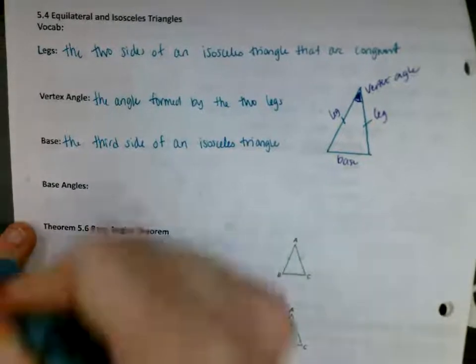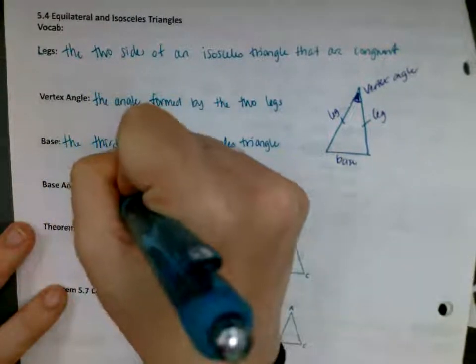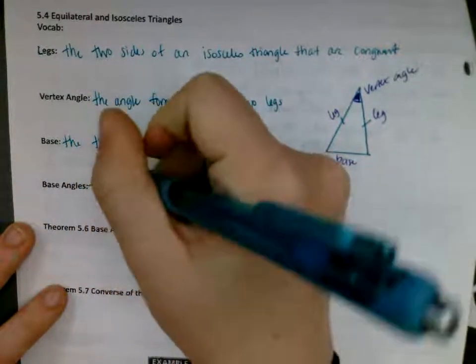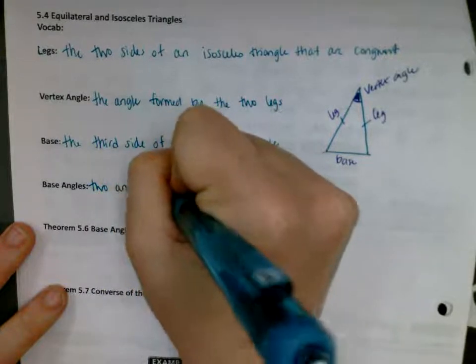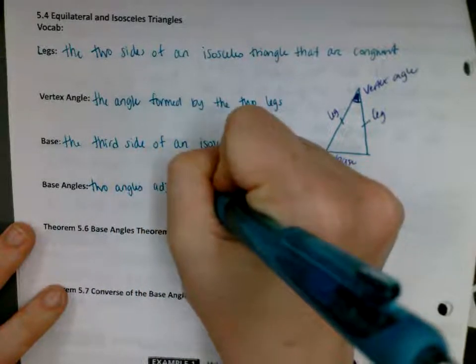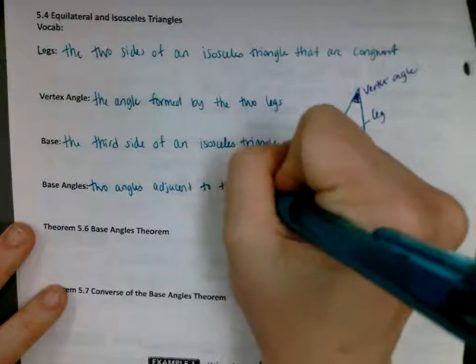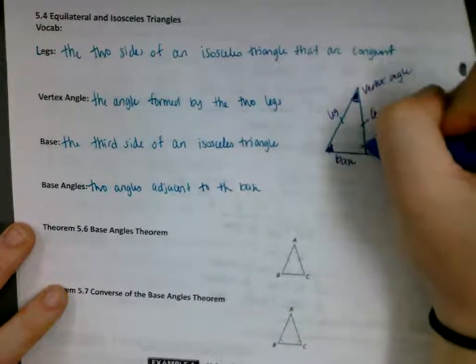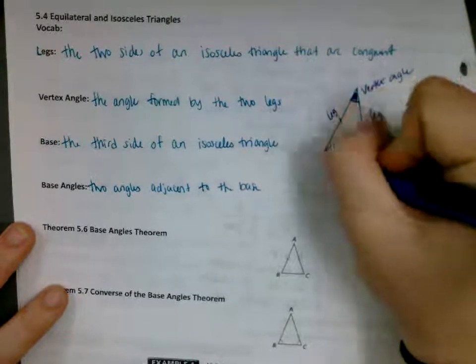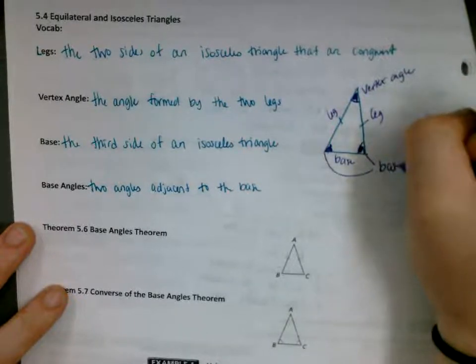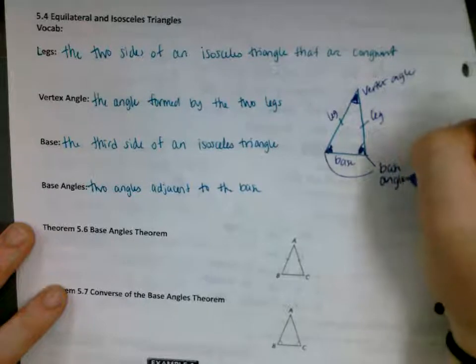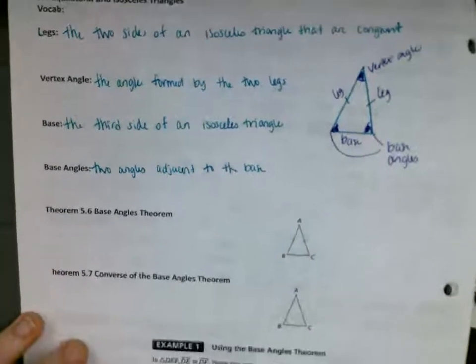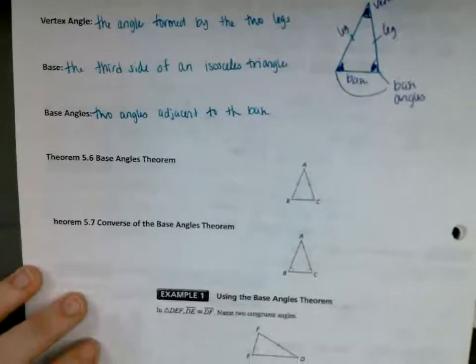Then we have base angles. It is the two angles adjacent to the base. Okay, so this angle and this angle would be base angles then. Okay. Theorem 5.6, the base angles theorem.